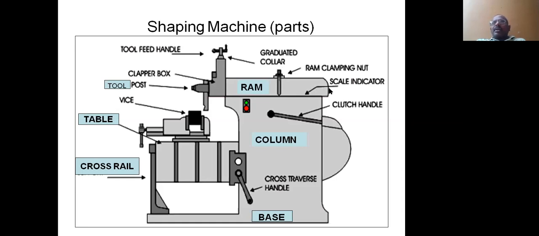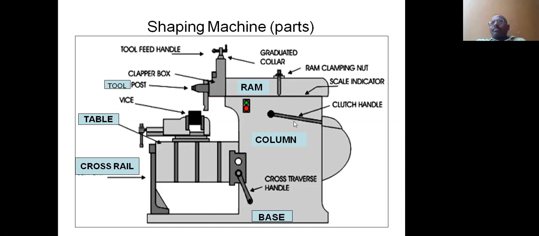Next, this is a scale indicator. What is the length of the particular cutting stroke or return stroke? The representation of the movement of the ram is the scale indicator. So this is the clutch handle. In order to adjust the belts or power supply system, this is the clutch handle. So this is the total base required.